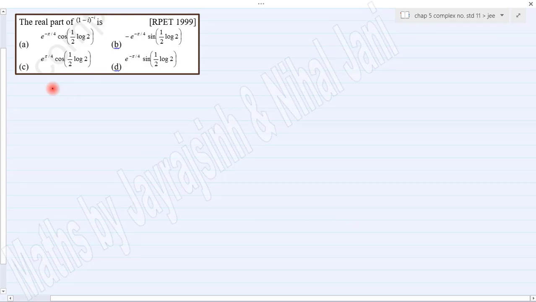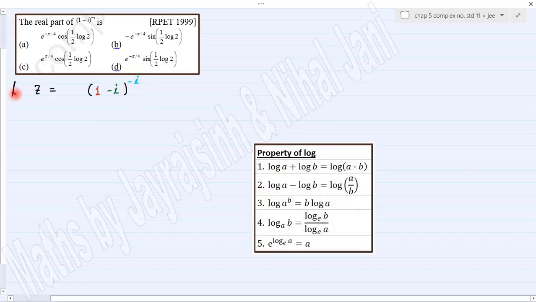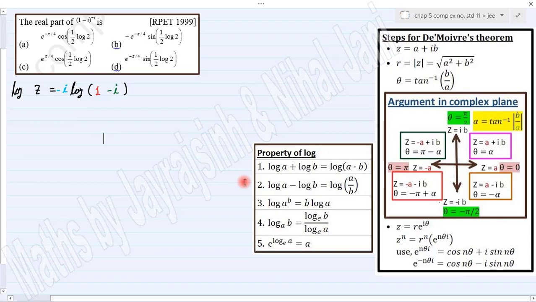In this question, we have to find the real part of (1 minus i) raised to minus i. Now, if you observe, we have i within the power. So, to deal with this kind of a term, we have to take log on both sides. So, using the property of log, we can say this power will go within the multiplication of log. To get the log of 1 minus i, we have to convert into the exponential form.